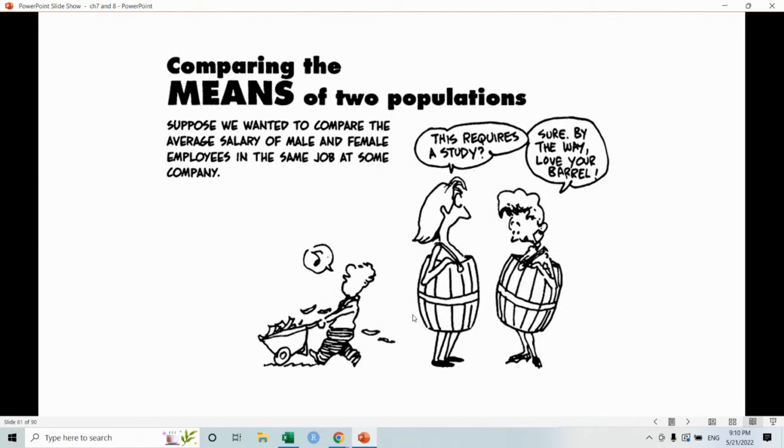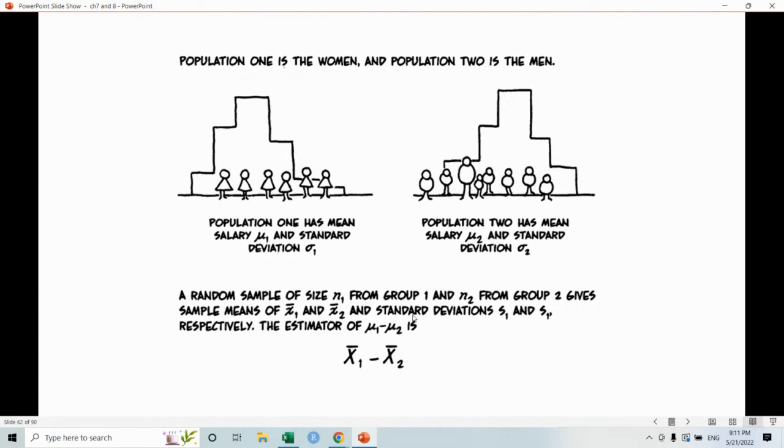So comparing the means of 2 populations. Suppose we wanted to compare the average salary of male and female employees in the same job at some company. Population 1 is the women and population 2 is the men. Population 1 has a mean salary of mu1 and standard deviation sigma 1. And population 2 has mean mu2 and standard deviation sigma 2. As you can see in the graph, there's a skewness for the population of the women and the lesser. The random sample of size n1 from group 1 and n2 from group 2 gives sample means of x1 and x2, and standard deviations s1 and s2. Respectively, the estimate of the difference of the means is the difference of the means of the samples, x bar 1 minus x bar 2.